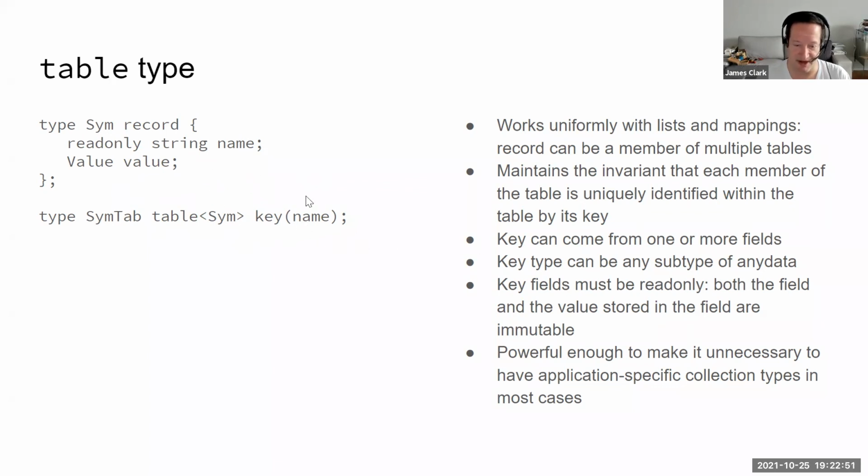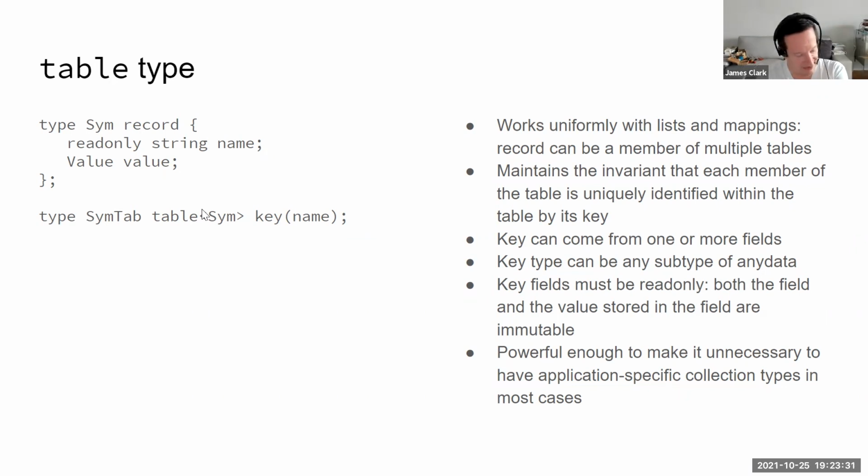You can have the keys spread out over multiple fields. You're not restricted to having a simple type. You can have an arbitrary structure here: a name or whatever, anything that you can compare for equality. But it has to be read-only, because if it wasn't read-only, you could have an alias to it that mutated it, and that would defeat the ability of tables to maintain that invariant. So we have to insist that the key field, both the field itself and the value that the field contains, have to be immutable to enable the table type to maintain this invariant.